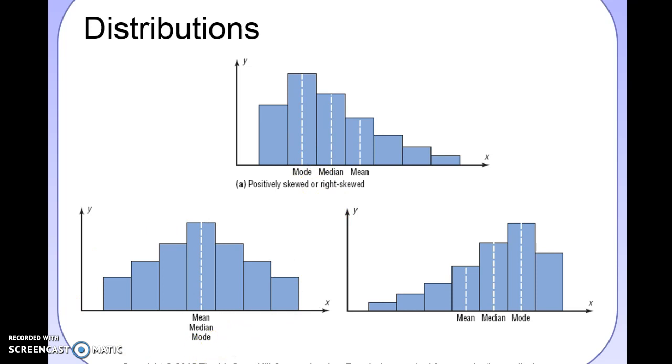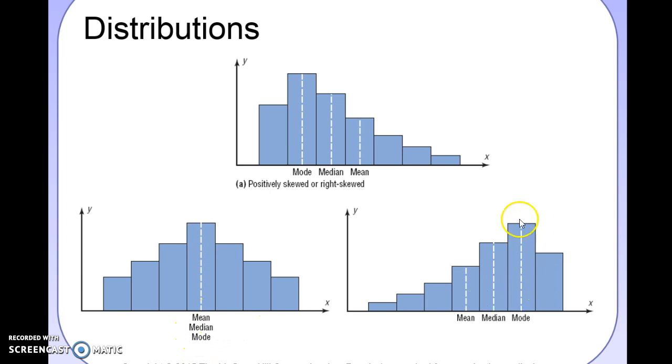Then we have what we call symmetric. The data values are evenly distributed on both sides of the mean. Notice how it's going in an upward direction and then going back down. When it is unimodal, as in this case, there's only one mode. The mean and the median and the mode are all the same, and they're at the center of the distribution.